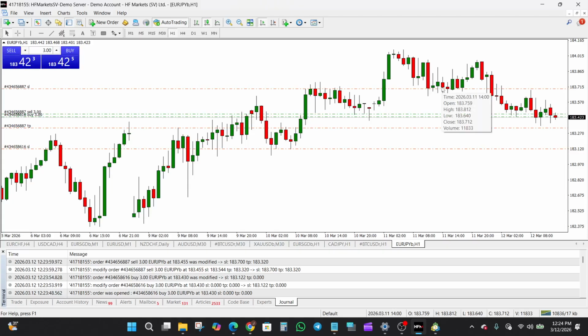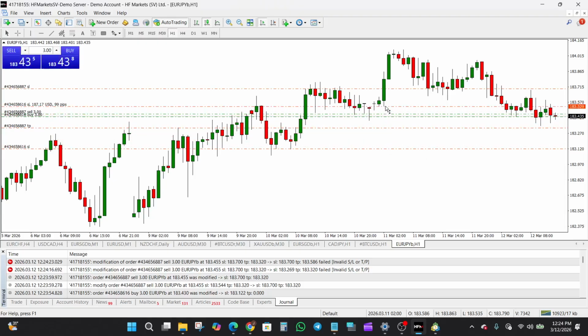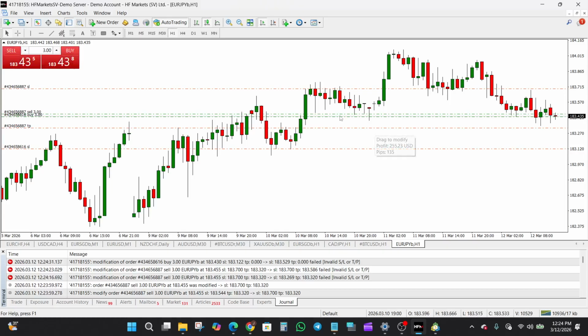If you are in a sell trade and you try to adjust your stop loss below current price, you're going to get the invalid error, or you try to adjust your TP above current price, you're going to get the invalid error. That's for a sell. Maybe you are in a buy trade, you try to adjust your SL above current price, you will get the error, or you try to adjust your TP below the current price, you will get the error.